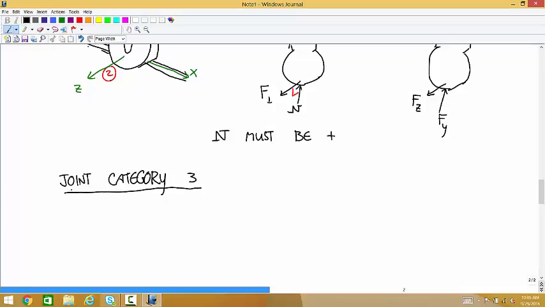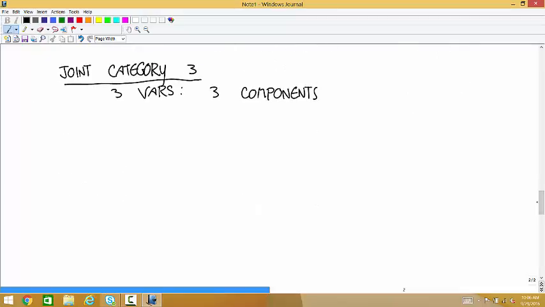Sure. Joint category 3 introduces 3 variables, and those are 3 components of a force. So that means the joint in this type prevents all translation of the point in contact, but allows any kind of rotation. And the joint that does that is a ball and socket joint.